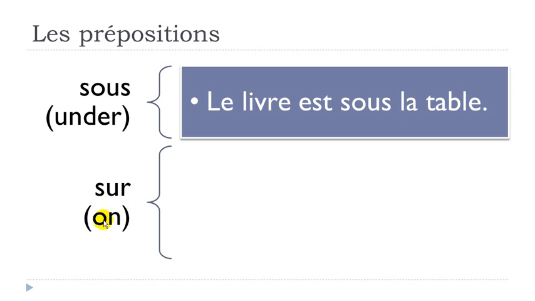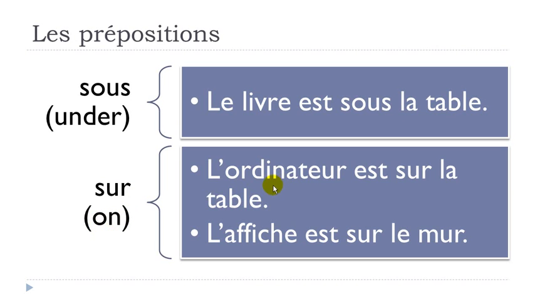Sur means on. Okay, and then we've got two examples here. L'ordinateur est sur la table. So l'ordinateur, the computer, est, is, sur, on, la table, the table.